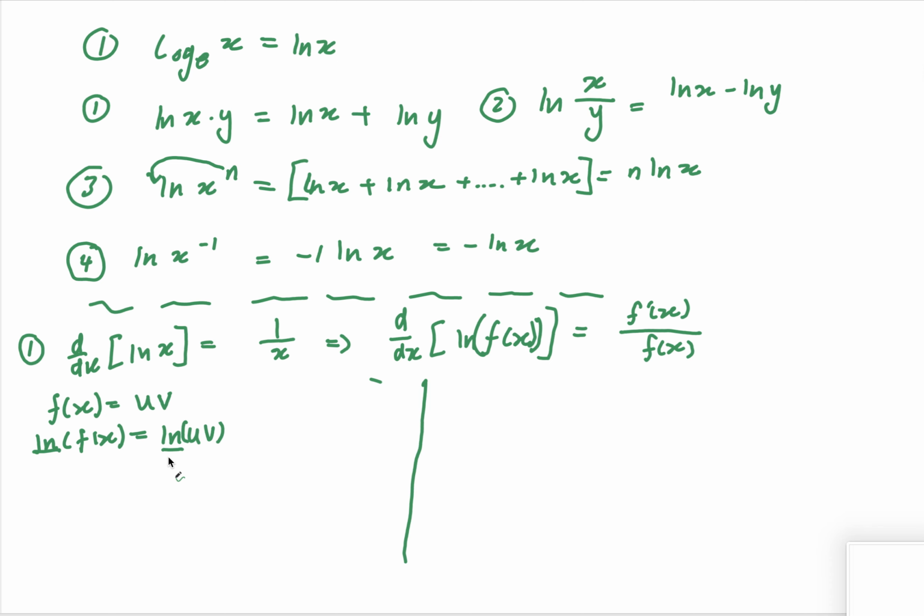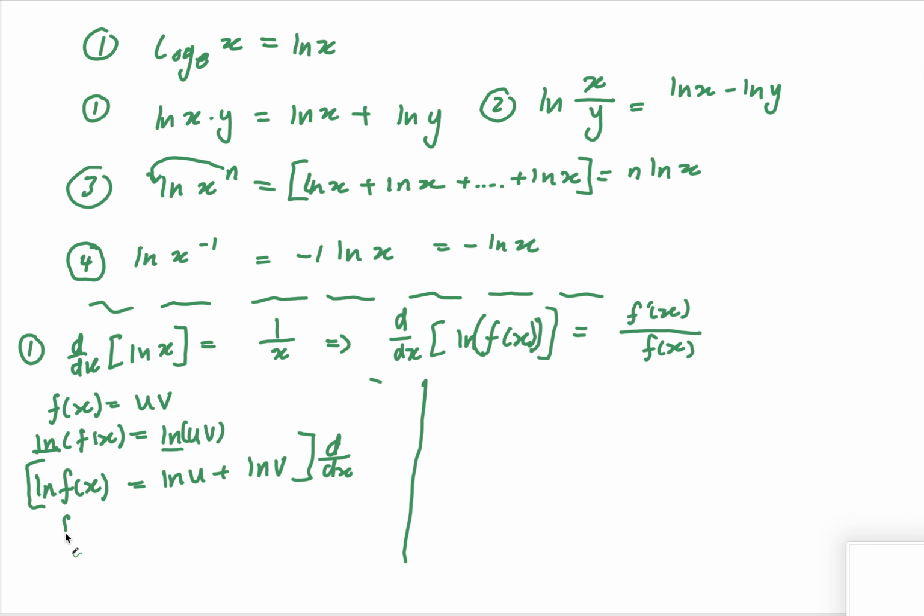If you look here, that's very simple. So we have ln now of f(x) equates to, now we just simplify this part using rule number 1, so it's just ln of u plus ln of v. And now after that, we can just start deriving, so we can apply the derivative to this whole function here.